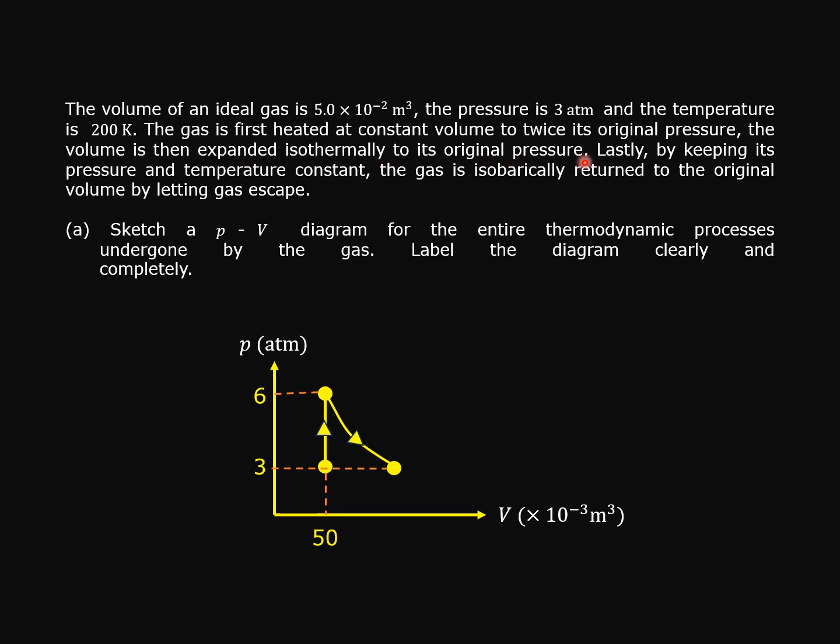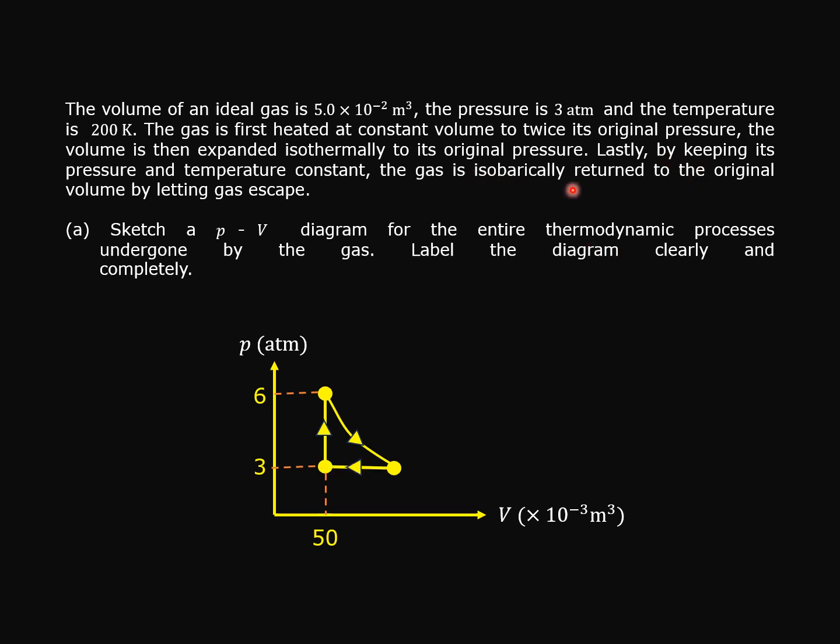In the second process, the gas undergoes isothermal expansion, and the pressure is reduced to the original pressure. For an isothermal process, we have a curve in the PV diagram, and since the pressure is reduced back to its original pressure, we know that when we draw the curve, we have to stop it at the level which is the same as the original state. That means it is 3 atm.